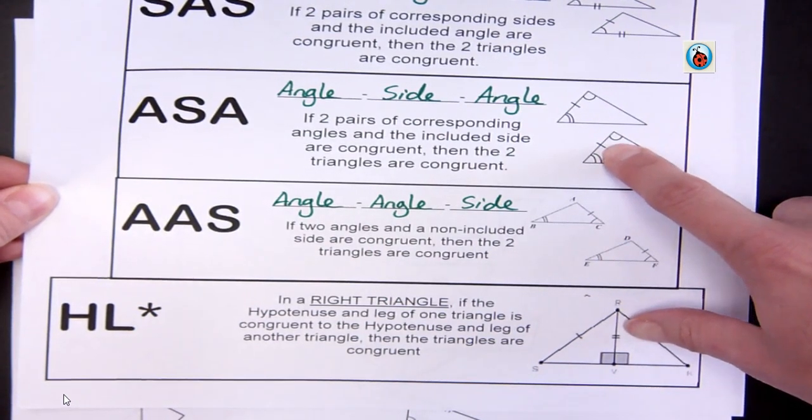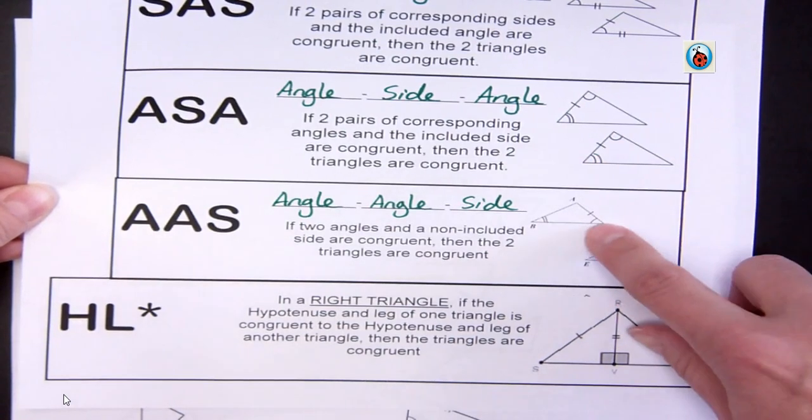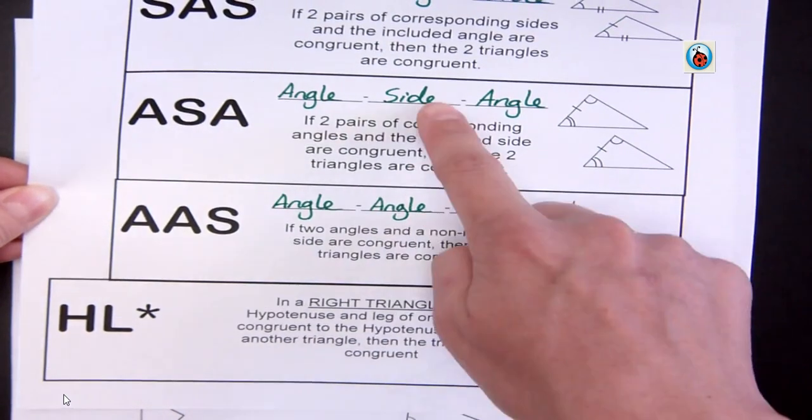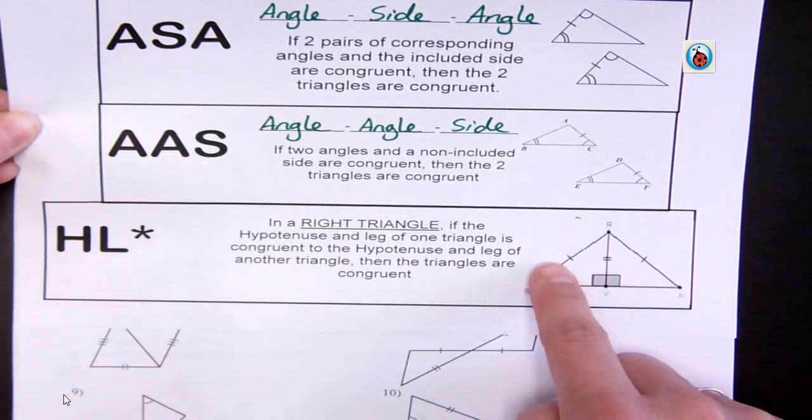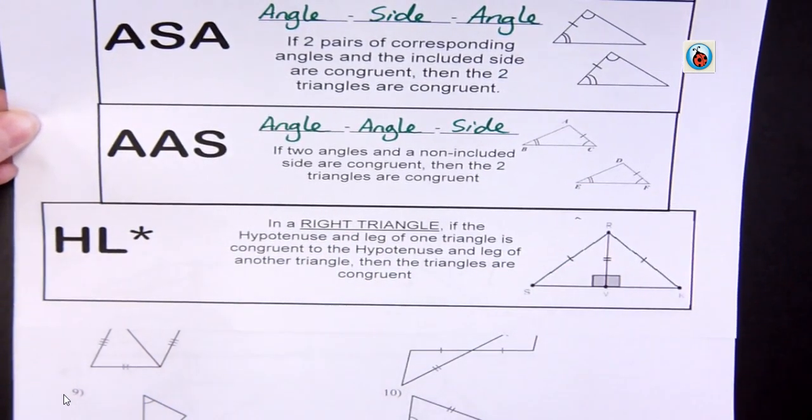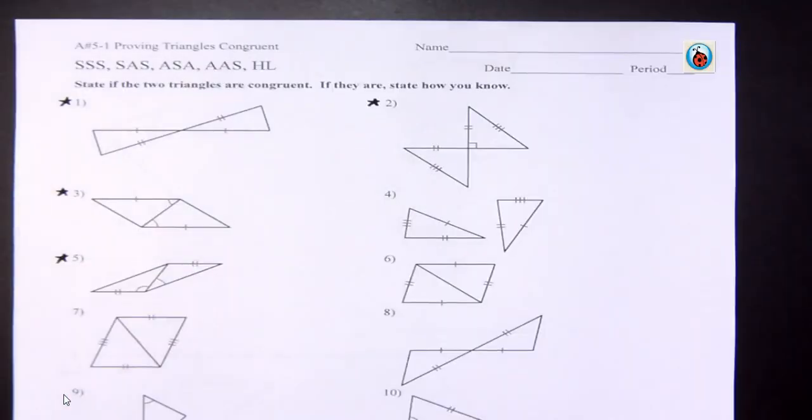So look at the difference here. It's in between those two angles. Here it's off to the side, and that's the difference between these two. And then if it is a right triangle, we have hypotenuse leg that we can use to prove them.